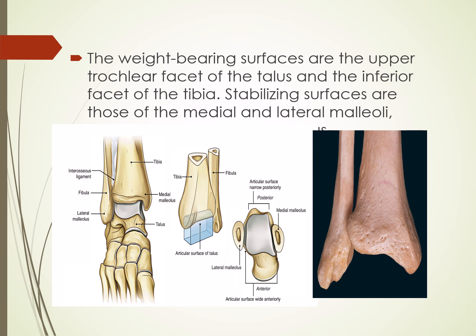Now, in the case of the ankle joint, the weight-bearing surfaces are the upper trochlear facet of the talus and the inferior facet of the tibia, whereas the stabilizing surfaces of the ankle joint are provided by the medial and lateral malleoli.